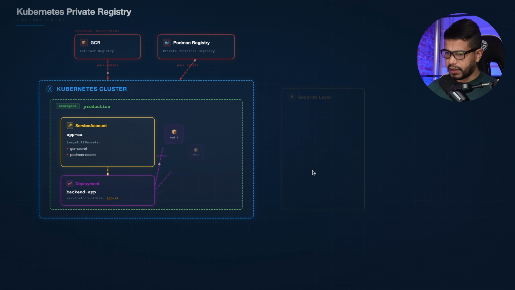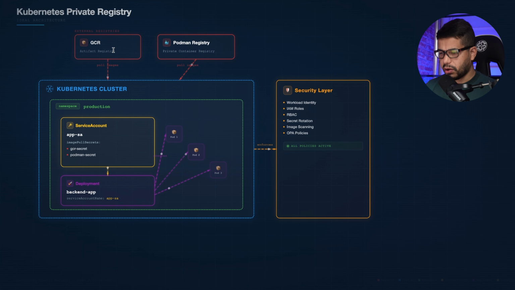Okay, at the top of the diagram we have two external registries, GCR, which represents Google Artifact Registry, and Podman Registry, representing a private container registry. These are outside the cluster. This immediately tells us something important. The cluster must authenticate externally and securely.